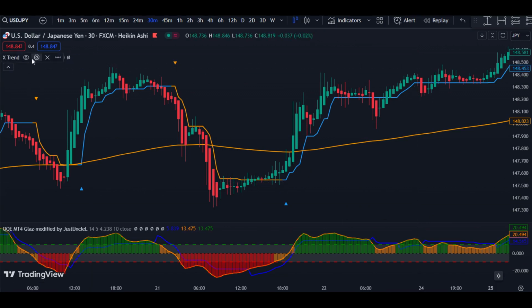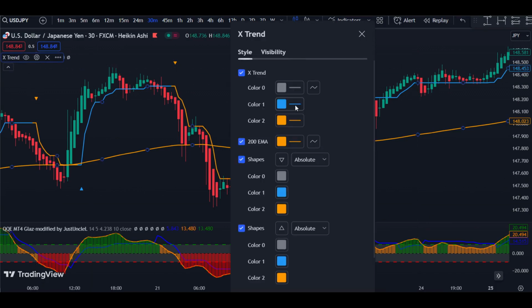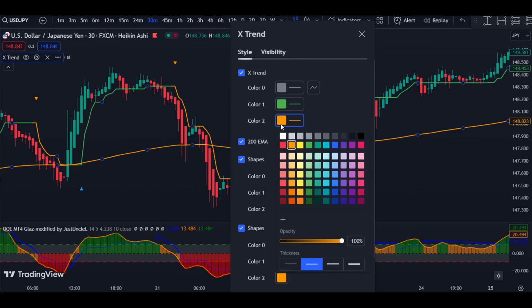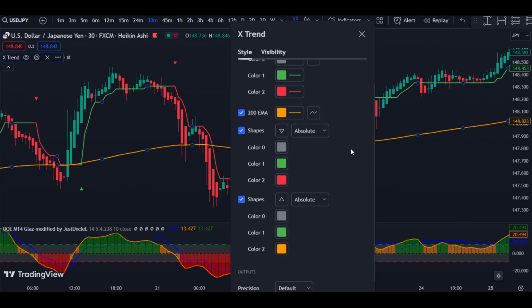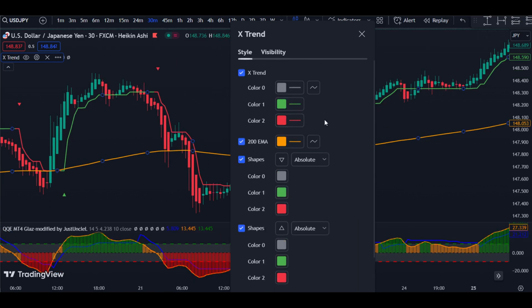So for the settings, we're going to go to X trend. All we're going to do for the X trend is we're going to change the colors. So color 1 is going to be green, and the second one is going to be red. Green, red, green, red. Also, this is optional, but typically I end up removing the 200 EMA on this strategy.